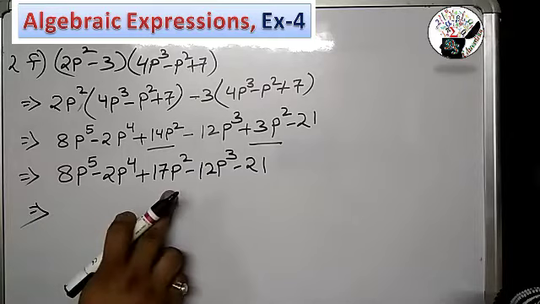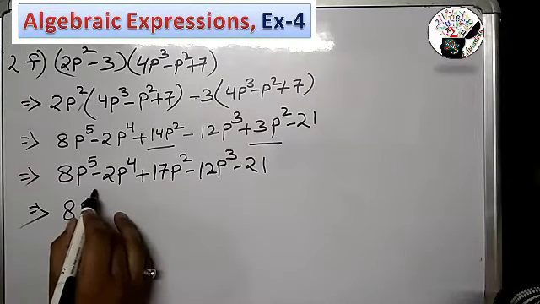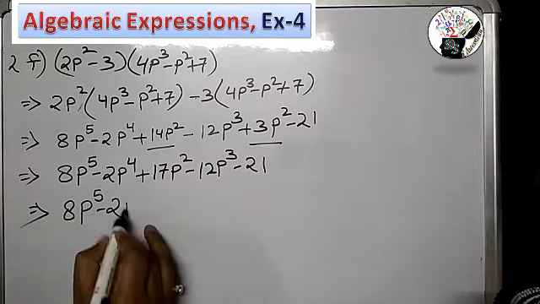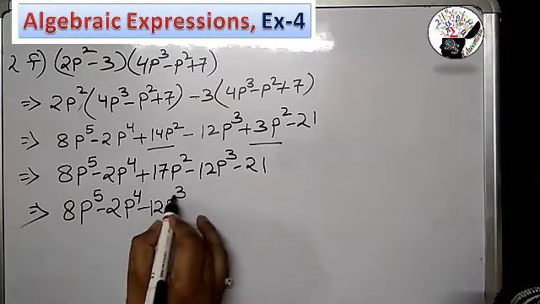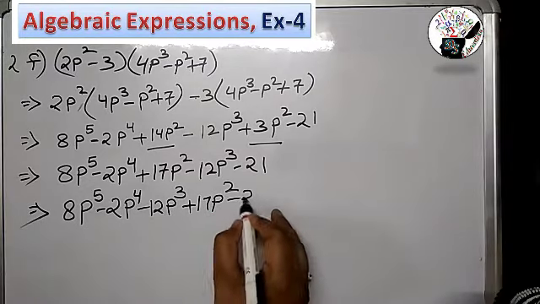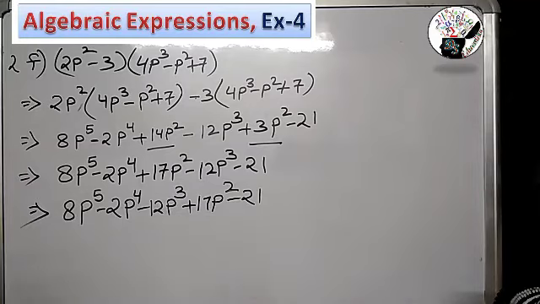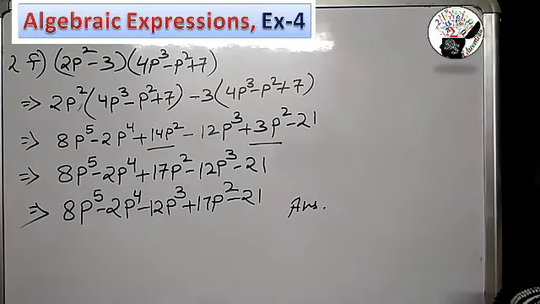Same as, now they are not arranged in order. So again I will write 8p to the power 5 minus 2p to the power 4 minus 12p to the power 3 plus 17p square minus 21. Okay, this is your answer. Moving to the next question now.